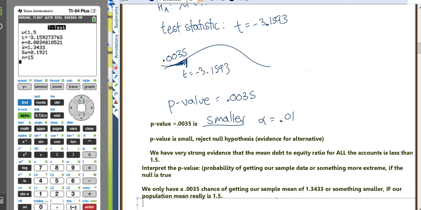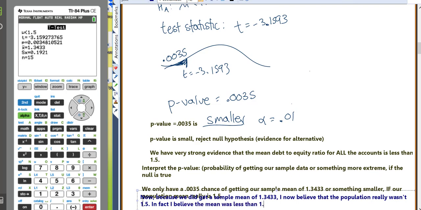Now, because we did get a sample mean of 1.3433, and there was such a small chance of getting that if our mean really was 1.5, I now believe that the population mean really wasn't 1.5. In fact, I believe it was less than it. So I believe the mean was less than 1.5.